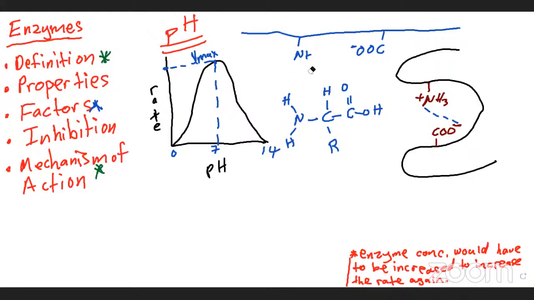Let me just show you something else up here. Let us say this was NH2, right? And there was no interaction between these two, because you get the interaction if this is negative and this is positive. All right. Remember now, once you change the pH, how the enzyme is folded is going to change.